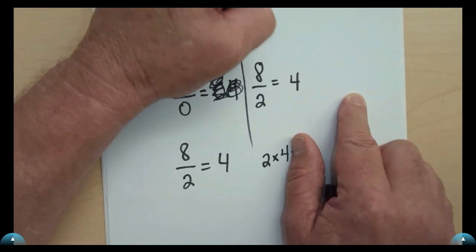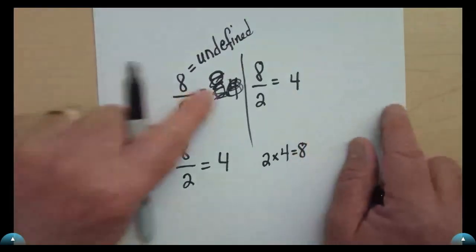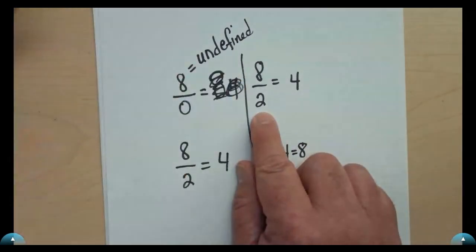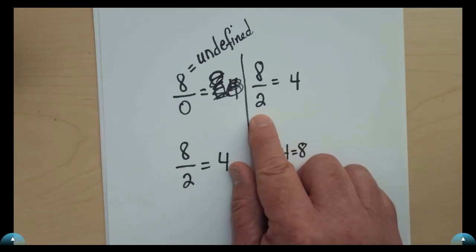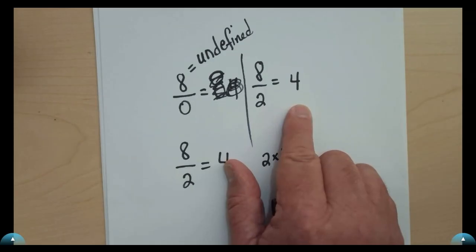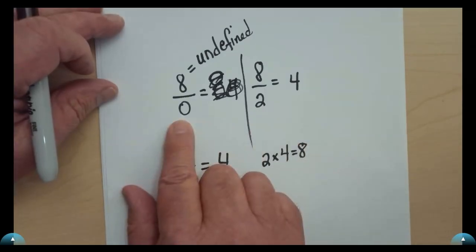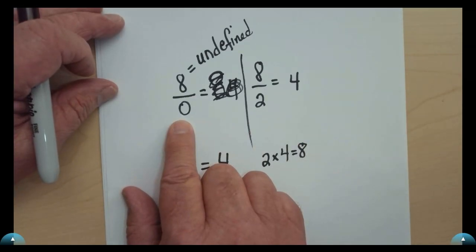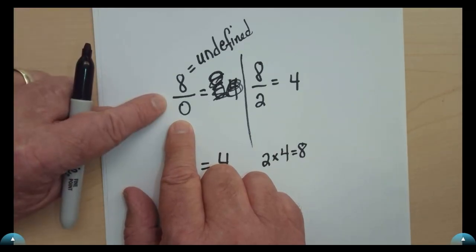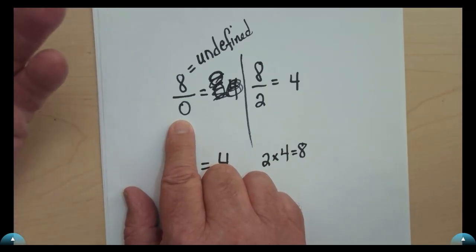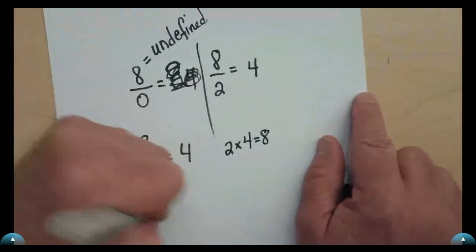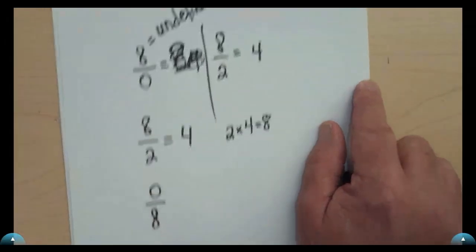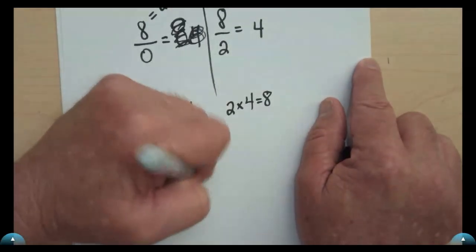In this case, undefined literally means when I say 8 divided by 2, I'm describing some particular number. And that number happens to be 4. So 8 divided by 2 is defined to be the number 4. 8 divided by 0 is undefined because there is no number that it defines. Y'all see that? There's no number you can multiply 0 times to get 8. Now, on the other hand, 0 divided by 8 is equal to 0.